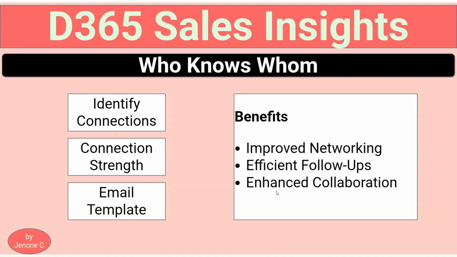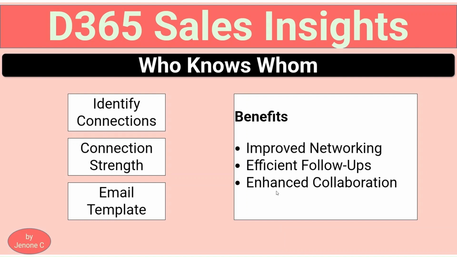This particular who knows whom functionality will use Exchange email interaction data to determine the strength of relationships. The system analyzes communication patterns like email frequency and recency to calculate how well someone connects with a lead. And based on all this data, it will list down the potential colleagues who may have a stronger relationship with that particular lead or contact.